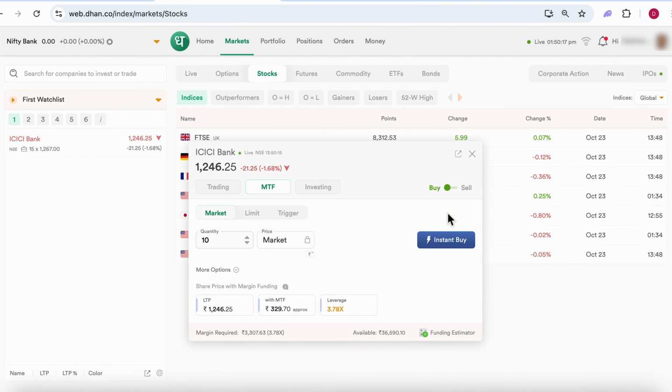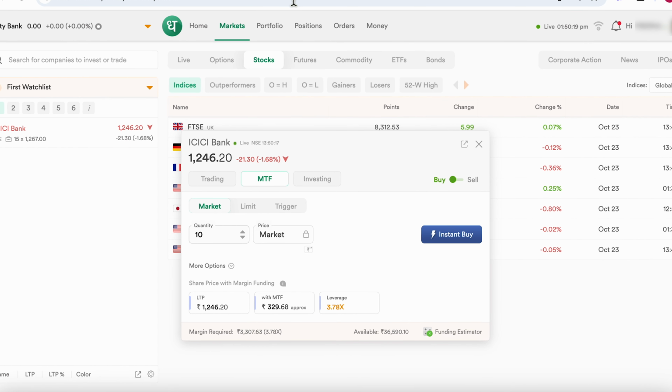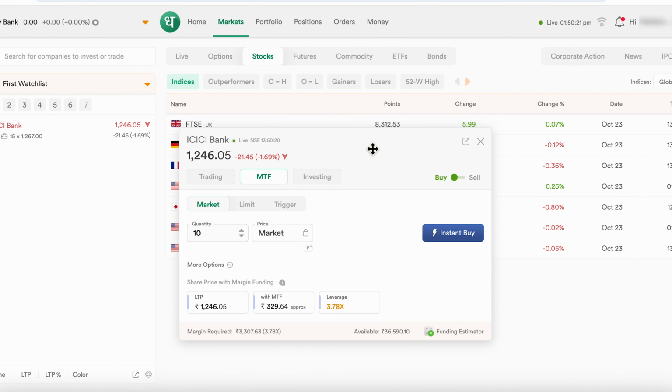So MTF on the Dhan platform is what we are looking at. I have my account, I have logged in over here. And MTF is a facility which is activated by default on Dhan. So today we will learn what is MTF, how to use it, what are the charges, and what are some key things to take care of when you take a trade using MTF.